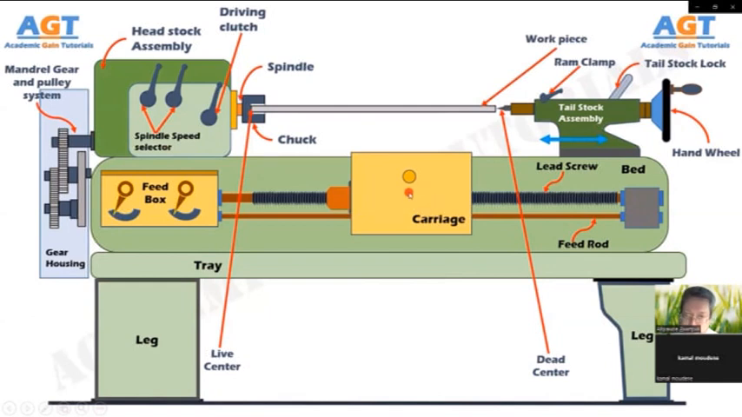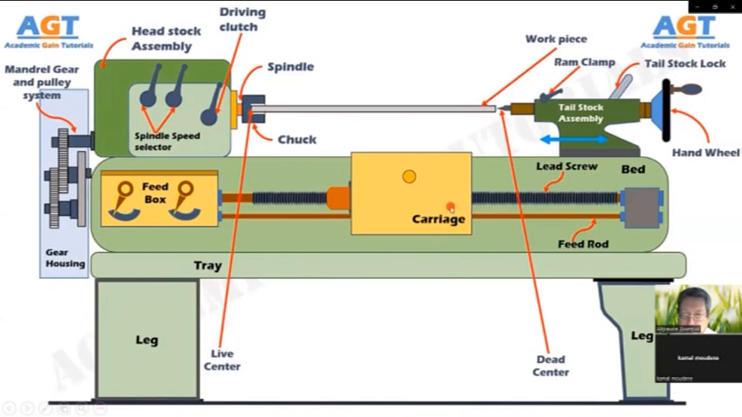It transfers power from the feed rod to the cutting tool through the apron mechanism for longitudinal and cross-feeding. The carriage simplifies the thread cutting operation with the help of the lead screw and half nut mechanism. The carriage is formed of 5 parts: saddle, cross slide, compound rest, tool post, and apron.